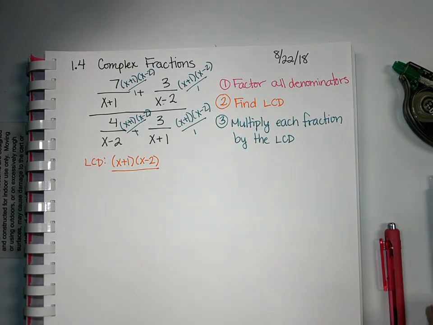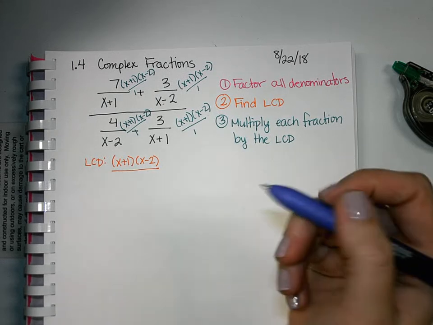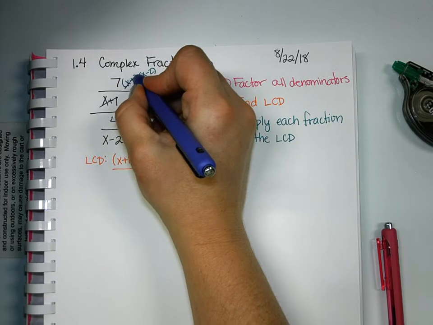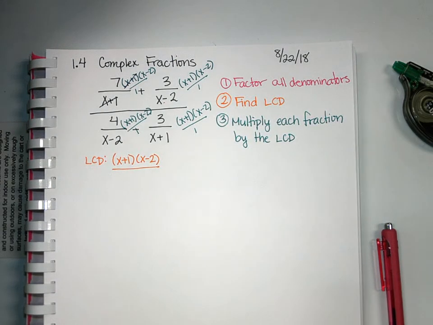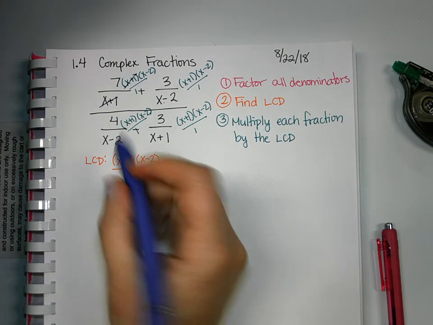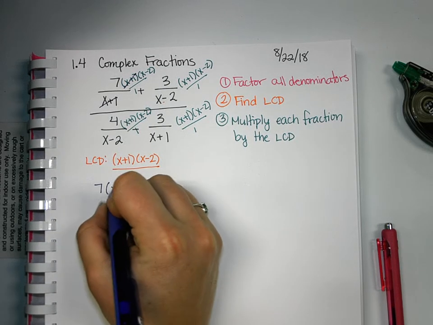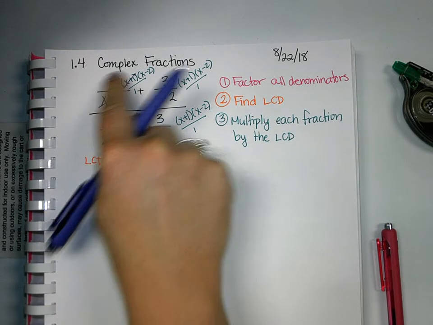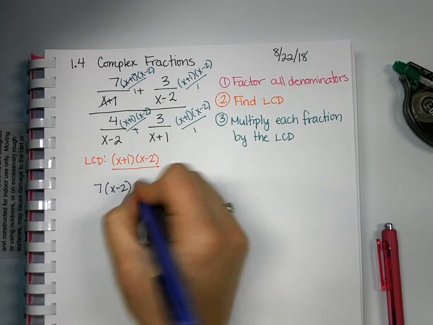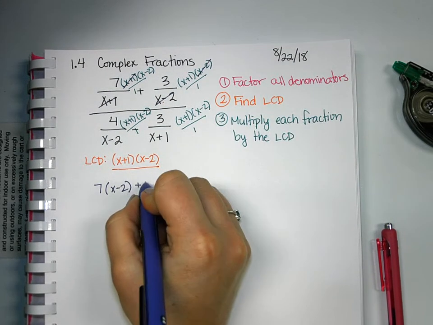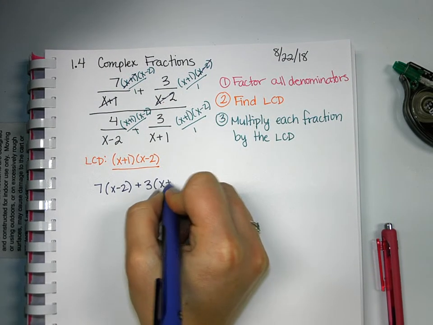So when we go to multiply, I notice that on this one, the x plus 1 on the denominator is going to cancel with the x plus 1 on top. That's what we want to happen. That's why we're multiplying by the LCD. So when I multiply these, I'm really only going to have 7 times x minus 2 left in this first fraction. For the second one, the x minus 2 is going to cancel with the x minus 2, leaving me with 3 times x plus 1.